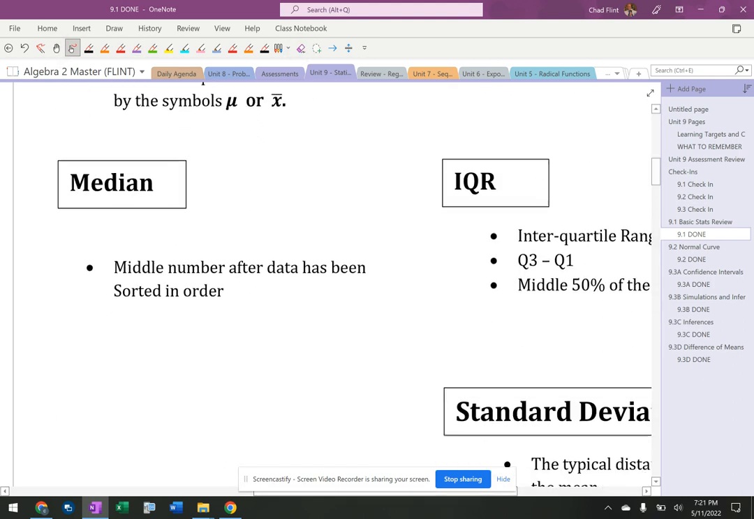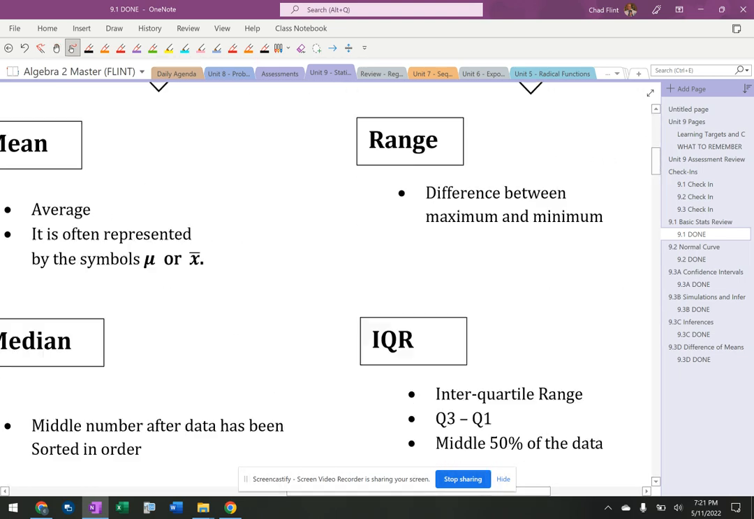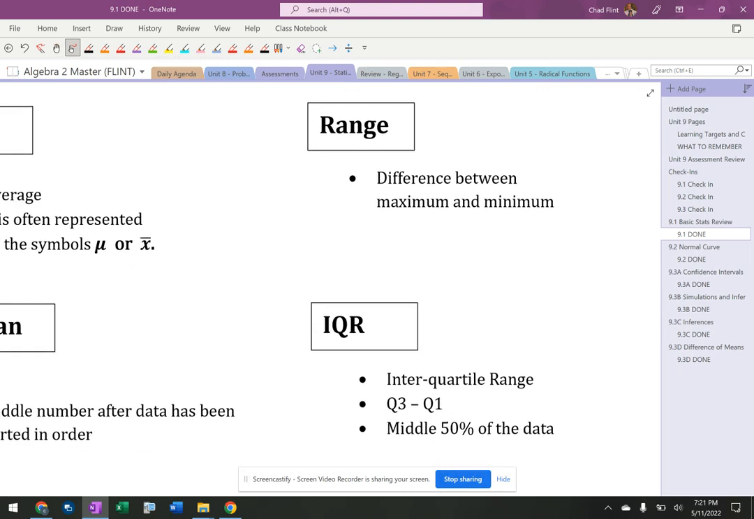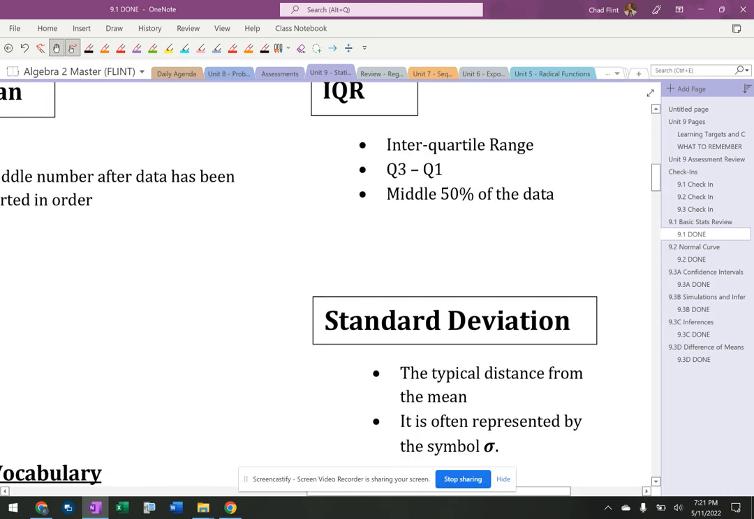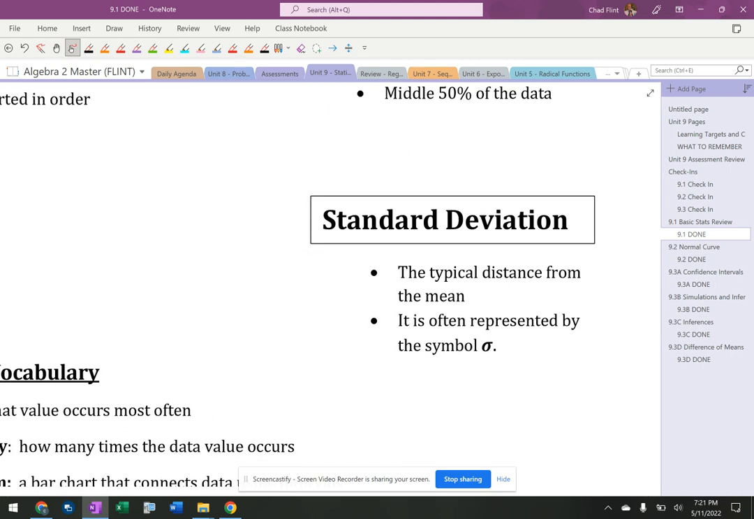All right, median is the middle number when everything's been put in order. The range is the difference between the maximum and minimum. Interquartile range is Q3 minus Q1. You've got to know the quartiles to do that. It's kind of the middle half of the data. And then standard deviation is the typical distance away from the mean. It's kind of how spread out things are.